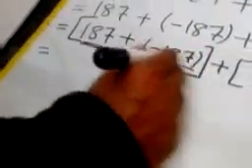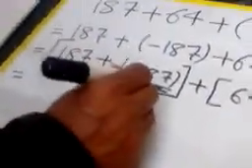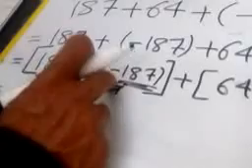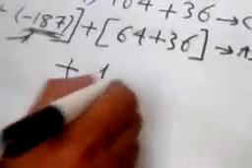187 plus negative 187. What is the name of these two numbers? Negative 187 is the additive inverse of positive 187. What is the result? 0, because a positive number plus its same negative will be 0. Yes, very, very good.